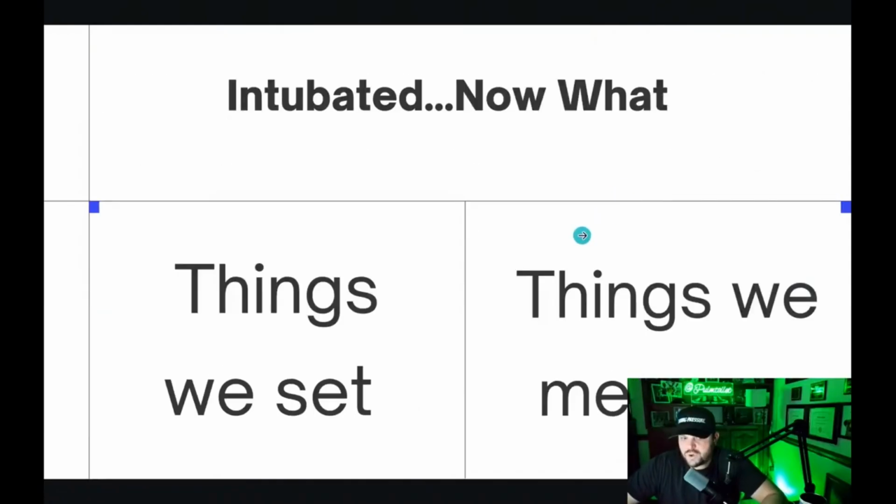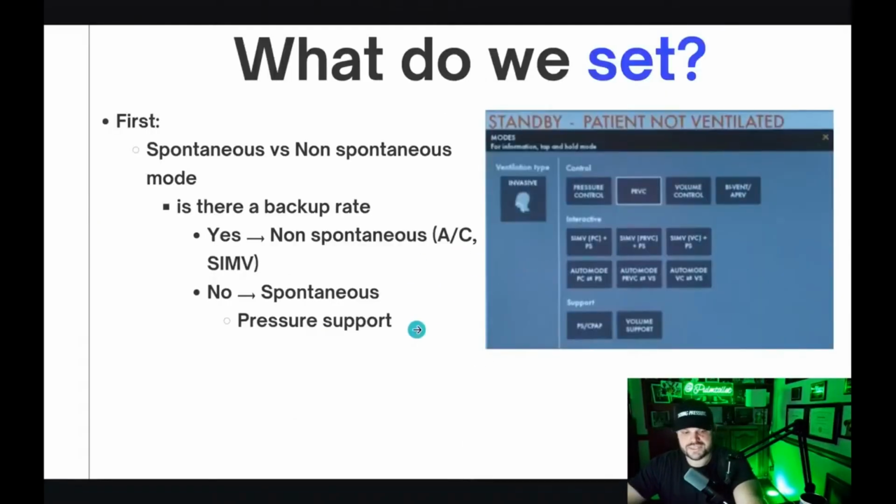So we have some goals of ventilation. We have some goals of oxygenation. So how are we going to set these things up? Now we have things that we set and things that we measure. So what are we setting when we start mechanical ventilation?